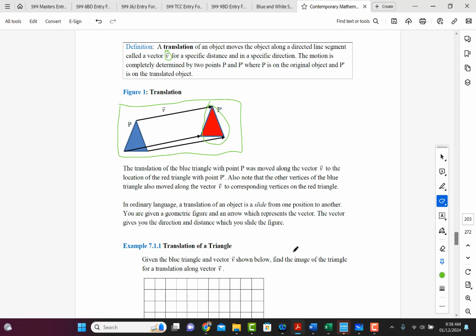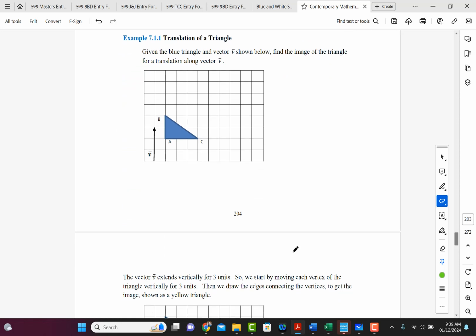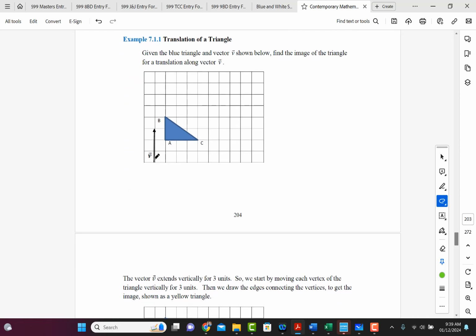In ordinary language, a translation of an object is a slide from one position to another. You are given a geometric figure and an arrow which represents the vector. The vector gives you the direction and distance which you slide the figure. So let's look at this example here. Notice that we're given a vector V, right? So the vector V gives you the distance and the direction that you're going to slide the triangle here.